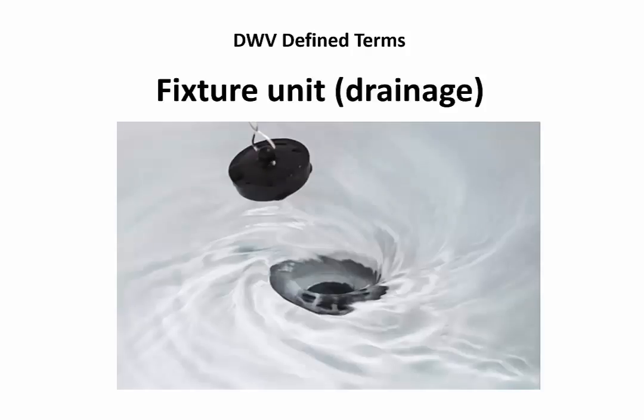Drainage fixture units are arbitrary units used as a design factor for sizing of drain, waste, and venting systems. Although not an accurate flow rate, drainage fixture units represent the frequency of use and discharge quantity that a fixture may impose on the drainage system.